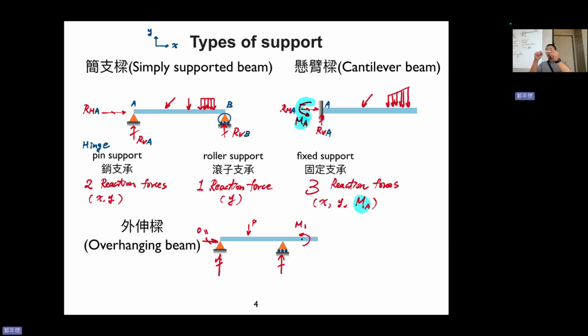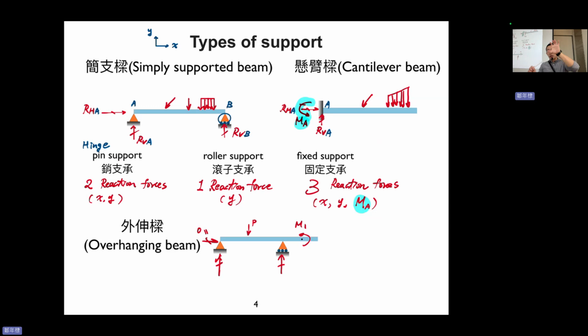If this is a roller, it is on a track. The track cannot let the train out of the track, so you cannot move up and down. It gives one reaction force in the y direction, but it can slide in the x direction, so there's no reaction force in the x direction, and it can still rotate. So there's no moment reaction.